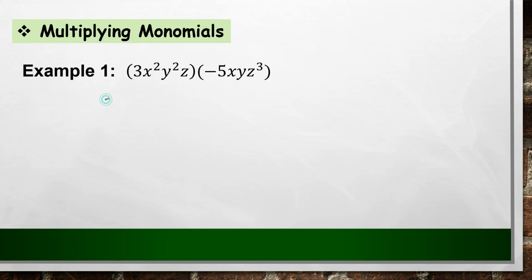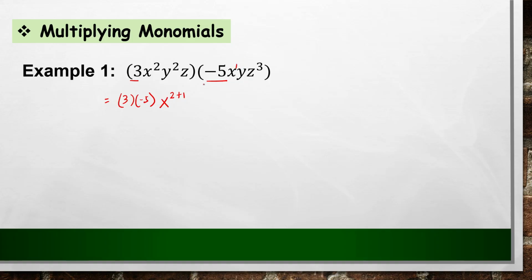To solve this one, the first thing we will do is multiply the numerical coefficients. When I say numerical coefficients, these are the numbers, negative 5 and positive 3. So 3 times negative 5. Now when it comes to the variables, we have x and x, both monomials of x. We will add the exponents, so this is 2 plus 1.